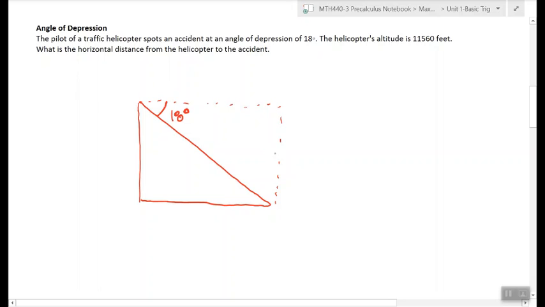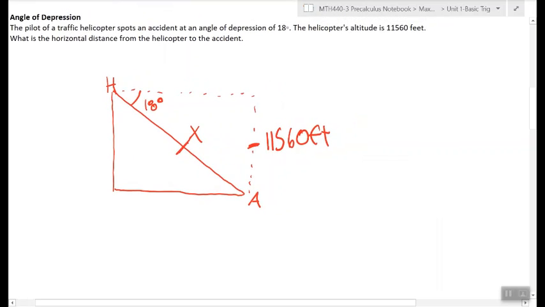And the altitude is 11,560 feet. And our x is right here, the horizontal distance from the helicopter to the accident. Because it is a hypotenuse that we're trying to find, and we have the opposite, we can just go with sine. So sine of 18 equals opposite over hypotenuse, so 11,560 feet over x.